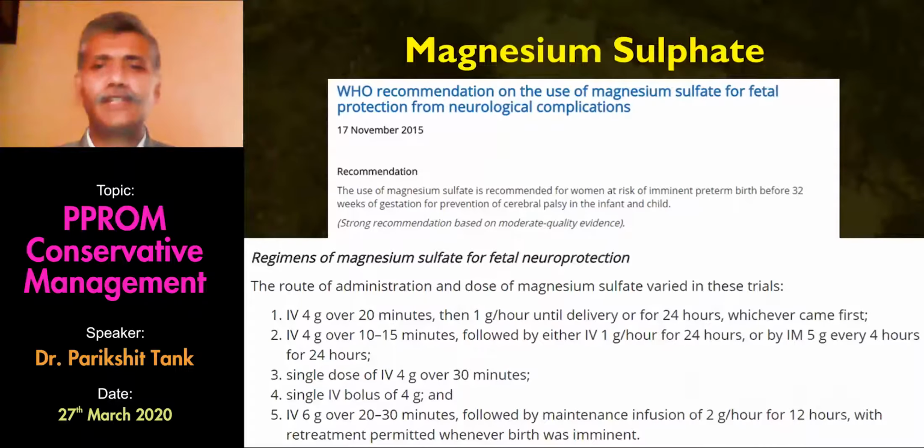If the Pritchard's regime cannot be followed for some reason and the facility has services of an infusion pump, then an intravenous infusion of magnesium sulfate at 1 gram per hour can be given until the time of delivery or for 24 hours, whichever comes earlier.